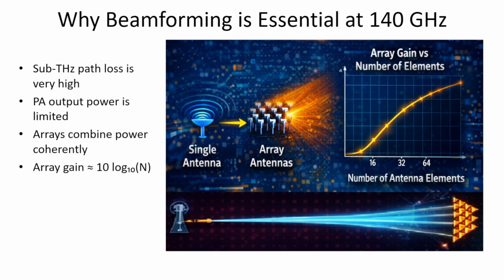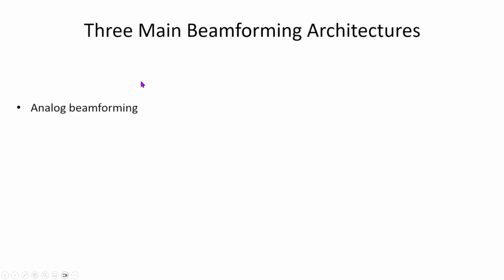If we use N antennas, the array gain increases roughly as 10 log 10 N. For example, a 64 element array can provide around 18 dB of gain. In real systems, there are three main beamforming architectures.